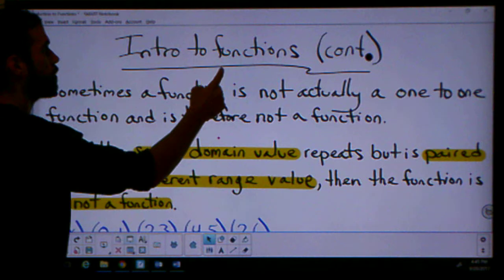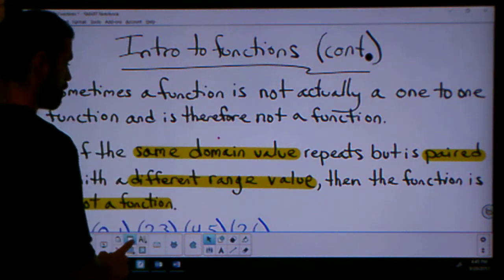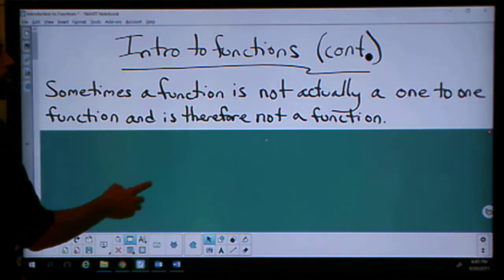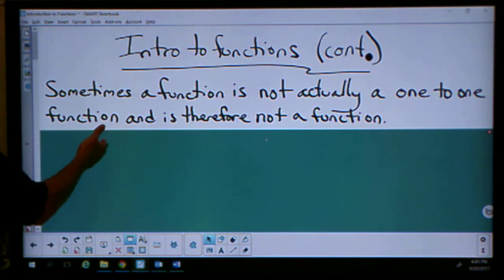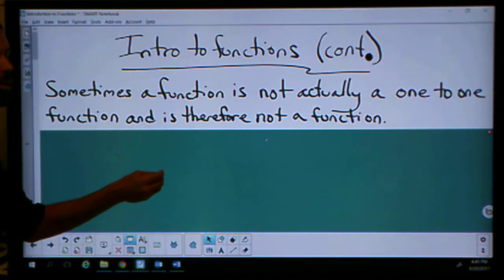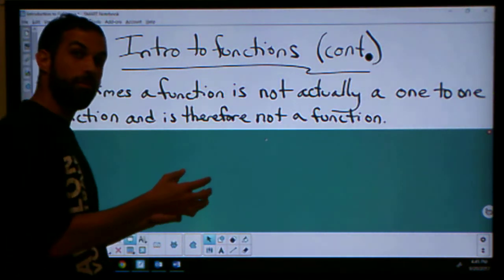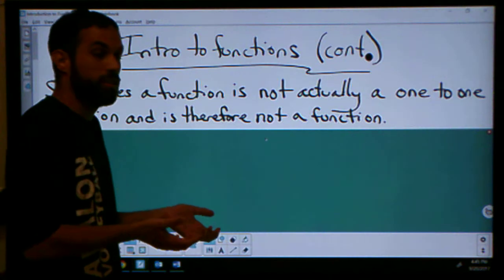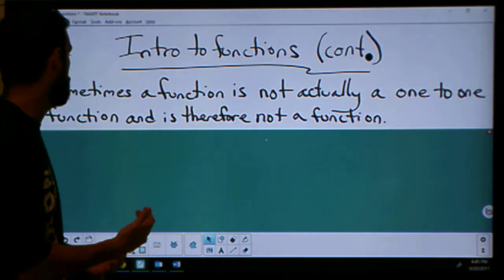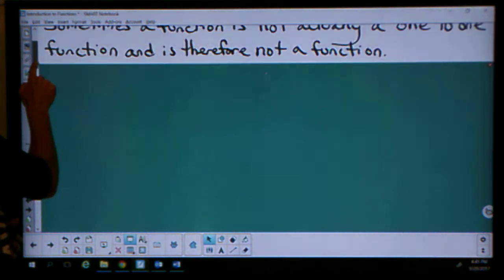Basically, let's bring the screen back up. There we go. So sometimes a function is not actually a one-to-one function and therefore is not a function at all. So sometimes we have equations, we have expressions that we think might be functions, but in reality they're actually not functions, and we're going to look at that right now.